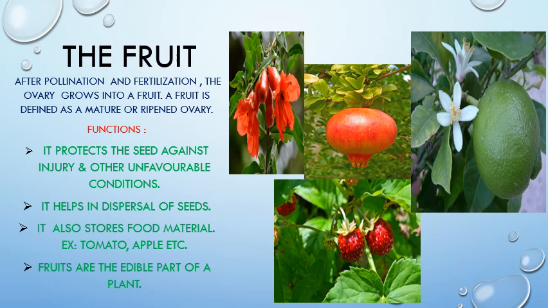It also stores food material. So not only that, it even stores food material. Examples are tomato, apple, etc. Almost all the fruits. And fruits are the edible part of a plant. Edible means which we are eating. So among the parts of a plant, there are different parts which we can consume, children, right? So fruit is an edible part of a plant. Okay, children. So this is about the fruit.